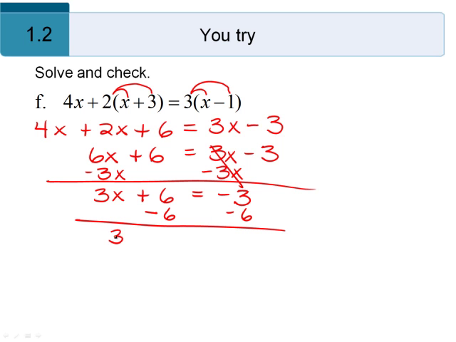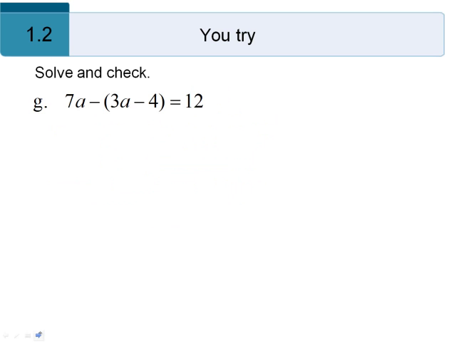The 3x still comes down. Make sure those 6's cancel. And negative 3 and negative 6 adds up to negative 9. And then divide by 3 on both sides. So x equals negative 3. So at least it came out to a nice answer. That's not too bad. Okay?